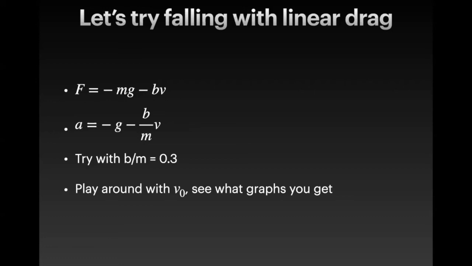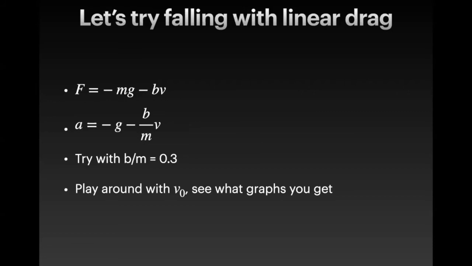And then there's some constant b that characterizes the size and shape of the object. It has the units that it needs to make that be a force when you multiply it by velocity, which turns out to be kilograms per second, which is a weird sounding unit, but that's just what it is.